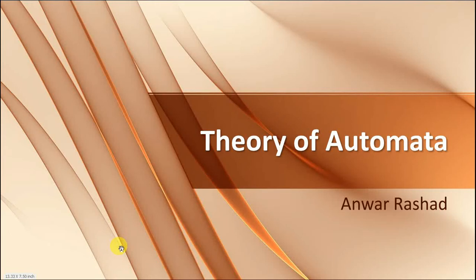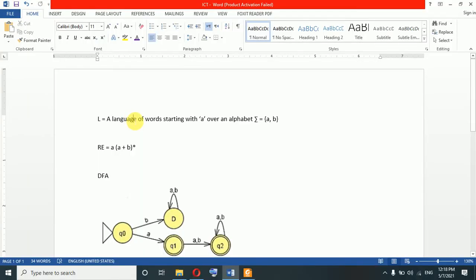Bismillahirrahmanirrahim. Today our topic is finite automata, implementation of finite automata in Python. For this we are going to take a very simple example: a language of words starting with A over the alphabet {A, B}. We have two alphabets, A and B, and we are going to discuss a language starting with A and followed by any combination of A and B.